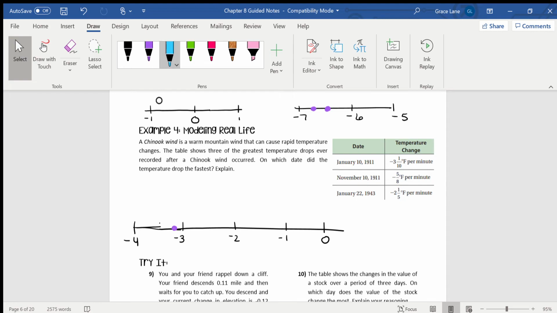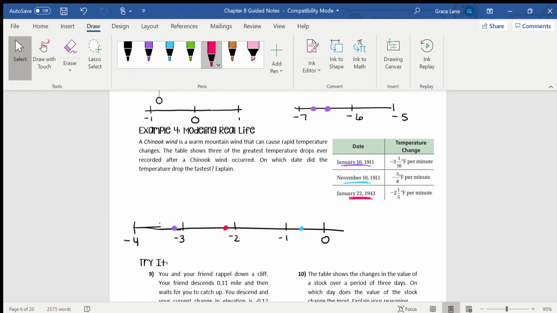Negative 5/8 is over 1/2, because I know that 4/8 is 1/2, and so I know that it would be in between 0 and negative 1, a little over halfway, so maybe right there. And then here I'm color coding. The last one, negative 2 1/5, would be just past negative 2.